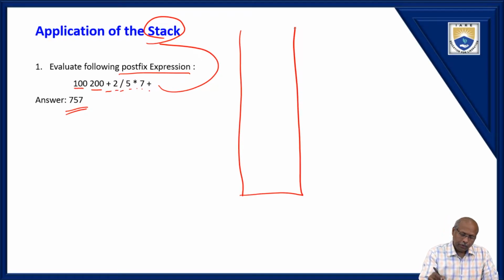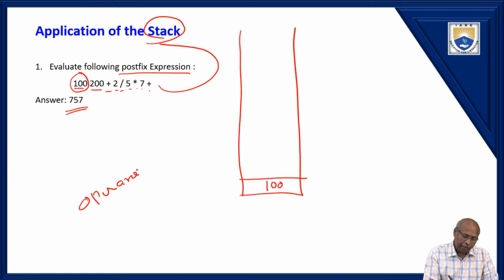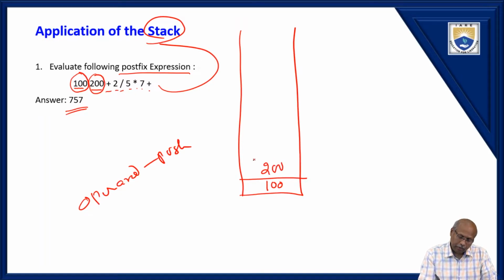initially you can define a stack. First data is how much? 100. So take 100 and push it. That means whenever an operand comes, you push. Operand means push. Next comes 200. Now this 200 is what? Again an operand. Again push it. So every time you take one data, you have to check whether the data is an operator or an operand. If it is an operand, simply push it. If it is an operator, then pop.